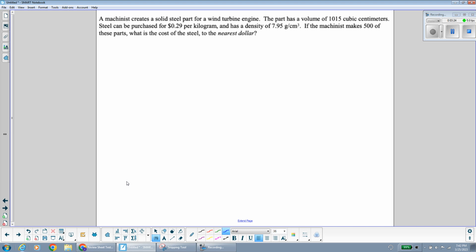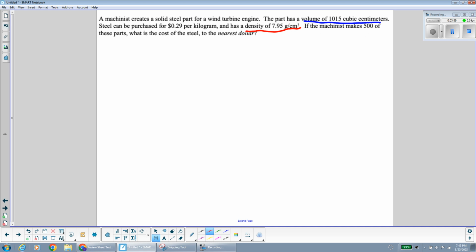So we are talking about a wind turbine engine and a part for it. The part has a volume of 1,015 cubic centimeters. So they give us the volume already. Steel can be purchased for 29 cents per kilogram and has a density, so they give us the density, of 7.95 grams per cubic centimeter. If they are making 500 of these parts, what is the cost of the steel?